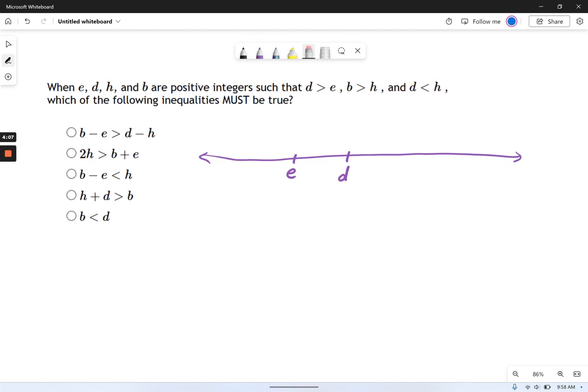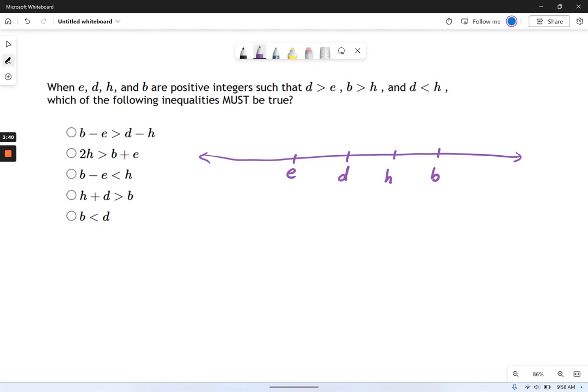And what else do I know? I know B is greater than H. And I know D is less than H. Let's use this information first because I already know where D is on my number line. D is less than H. Well, that means H is going to be over here. And if B is greater than H, that means B is over here. So now I have taken all of this information and put it on a number line.